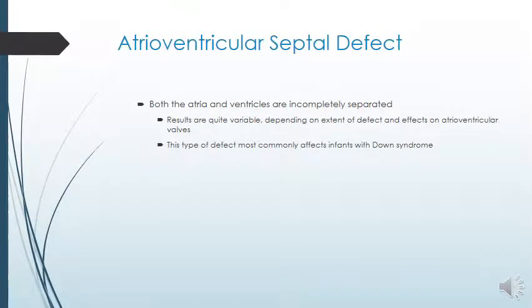In the case of an atrioventricular septal defect, both the atria and ventricles are incompletely separated. The results are quite variable depending on the extent of the defect and effects on the atrioventricular valves. This type of defect most commonly affects infants with Down syndrome.